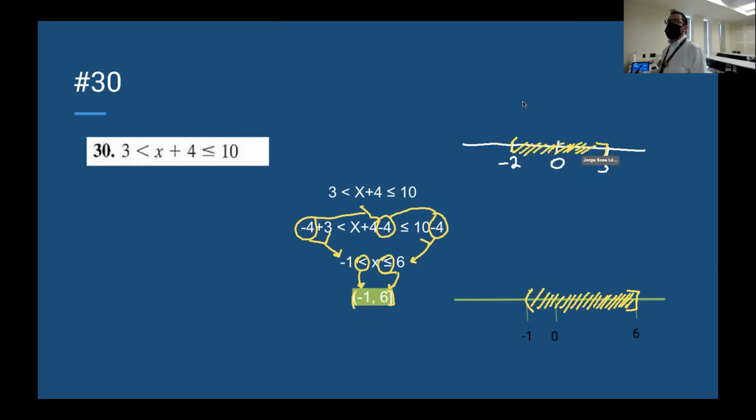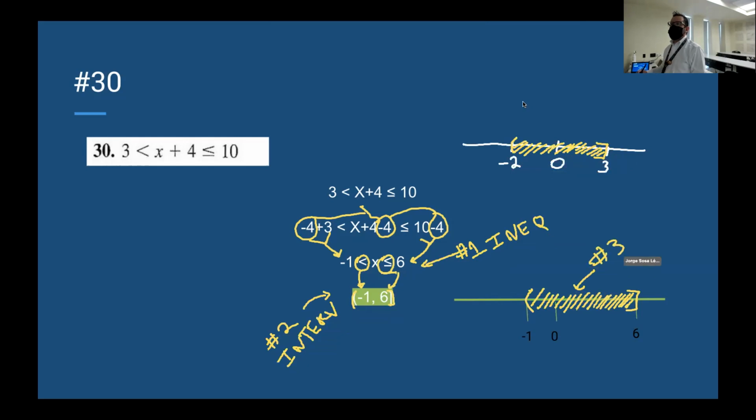I'm just doing this because remember that the solutions can be represented three ways. We mentioned that. This is way number 1, which is the inequality. Over here, this is way number 2, which is the interval. And over here, this is way number 3, that is the number line.